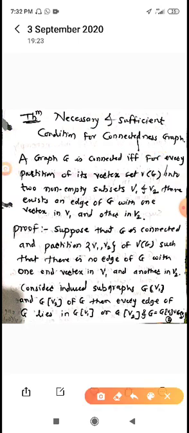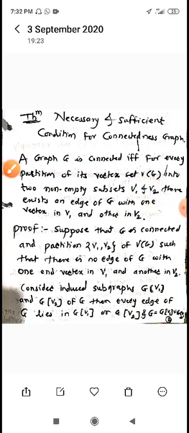We see the statement: a graph G is connected if and only if for every partition of its vertex set V of G into two non-empty subsets V1 and V2, there exists an edge of graph G with one end vertex in V1 and the other in V2. That is, a graph is connected if and only if for each partition of the vertex set, there exists an edge having one end vertex in one partition and the other in V2, or equivalently, conversely.